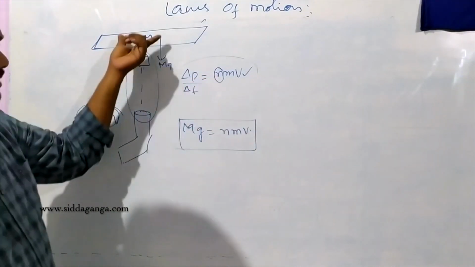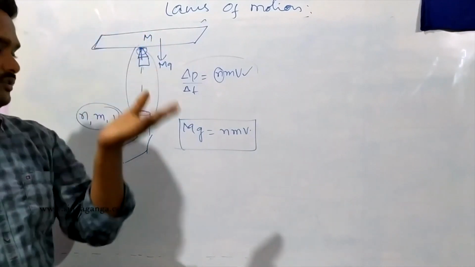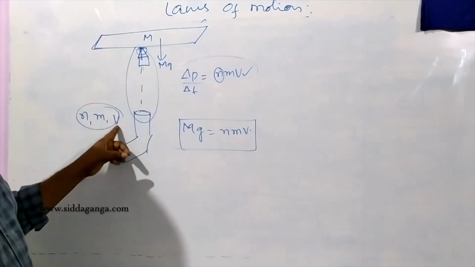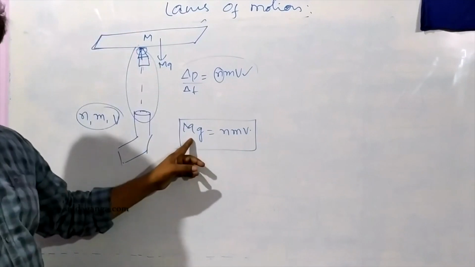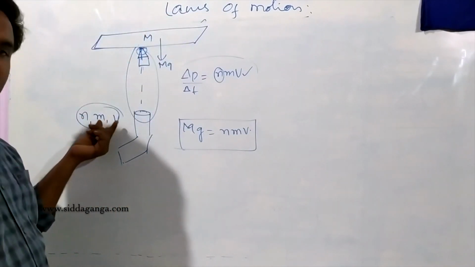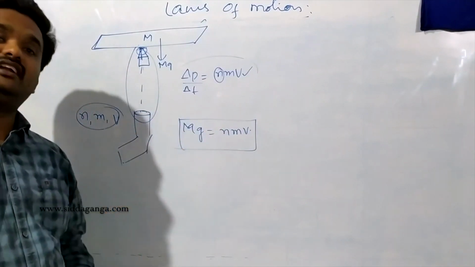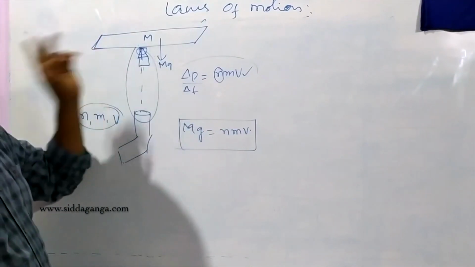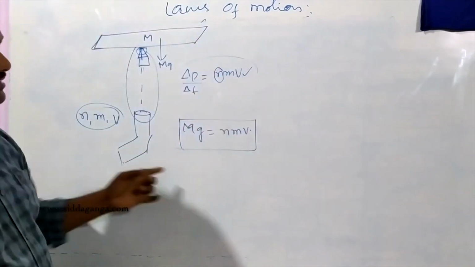They may ask for mass: what mass of the metal plate can be held by n number of bullets fired, each of mass m and velocity v? Then this is the condition. Or if they give the mass of the metal plate, mass of the bullet, velocity and everything, they may ask how many bullets should be fired per second in order to make it hold there itself. So these are all the conditions they are going to ask.